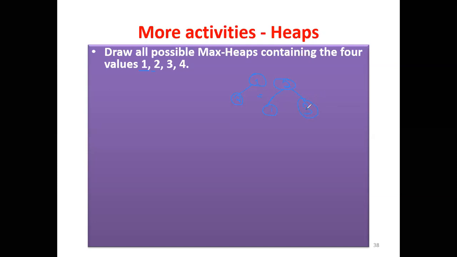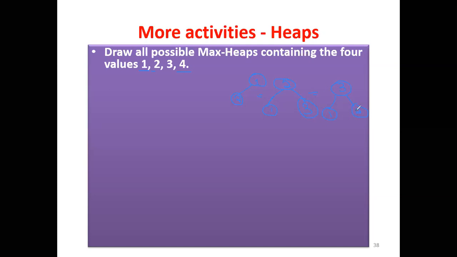Then we have to consider again, is it max heap? No, because 3 is greater than 2. So what we need to do, we have to swap. So when we swap, we have 3 at this point and 2 at this point, then 1 at this point. Then we go back and pick the next element, which is 4.